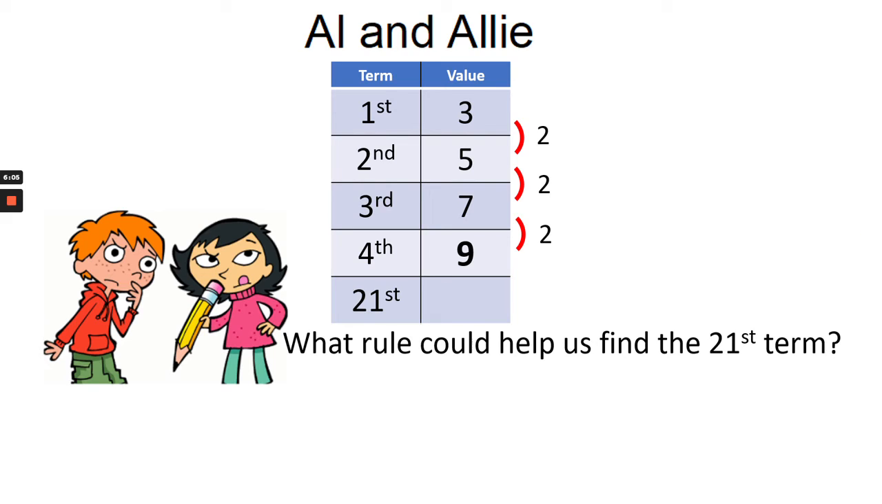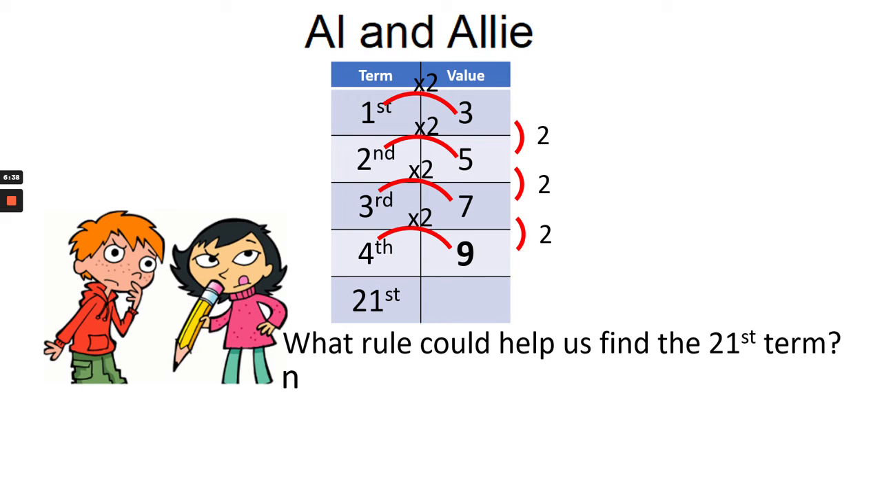All right, let's have a look. If I times the first term by 2, I end up with 2. 1 times 2 is 2, but I needed 3, so I need to add 1 more. The second term, 2 times 2 equals 4, but I need 5, so I add 1 more. The third term, 3 times 2 is 6, but if I add 1 more, I get 7. 4 times 2 is 8, but if I add 1 more, I get 9.